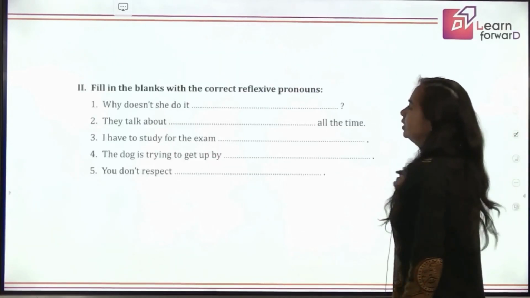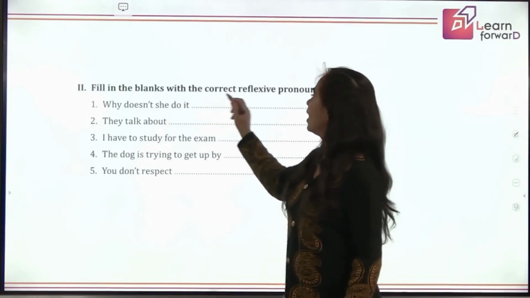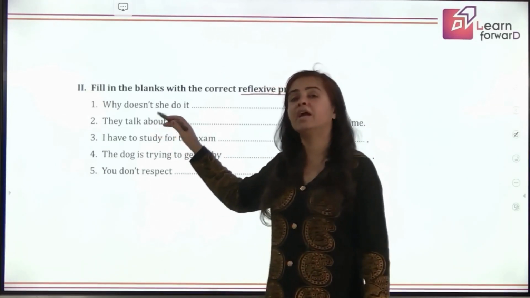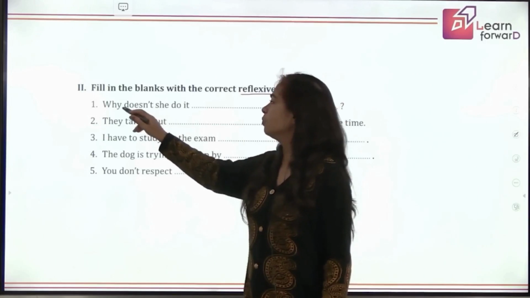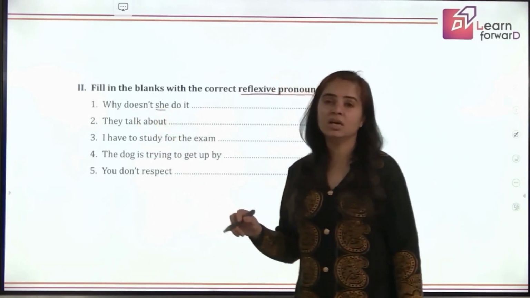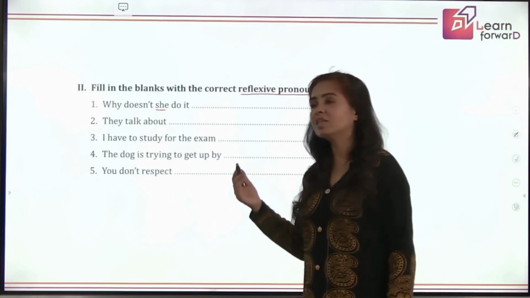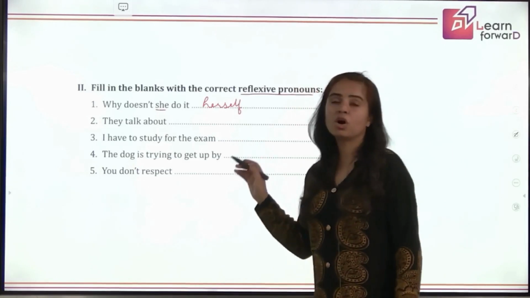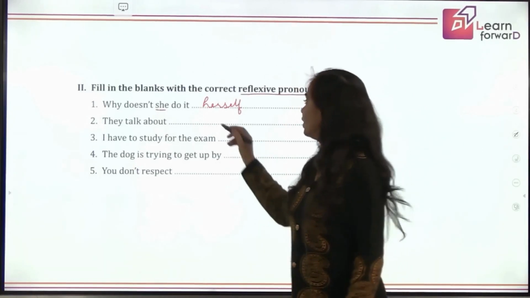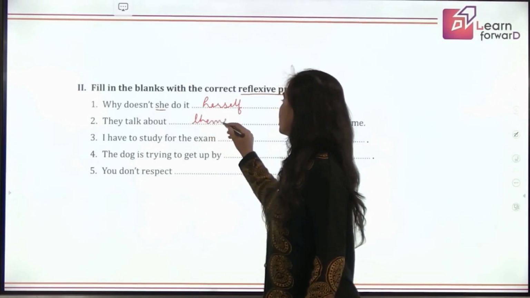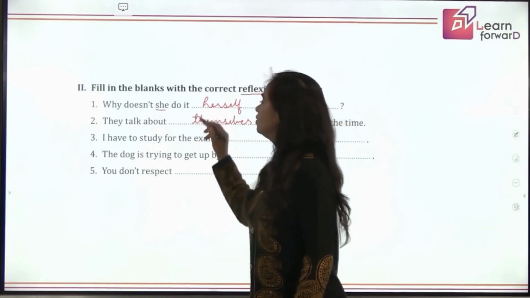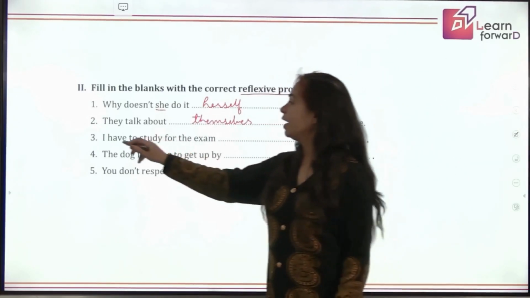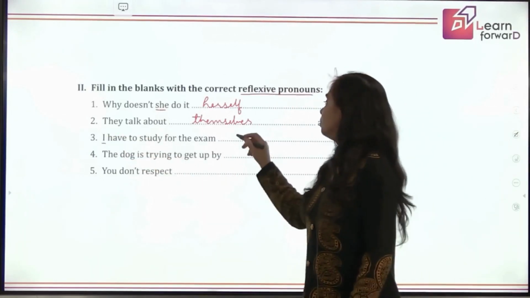Okay, thank you. So here's an exercise for you. Fill in the blanks with correct reflexive pronouns. So we'll just check out which pronoun is being used and how will we form the reflexive pronoun. Why doesn't she do it herself? For she, what is the reflexive pronoun I have told you? Yes, it is herself. They talk about themselves, from they you get the reflexive pronoun themselves. Good answer. They talk about themselves all the time. I have to study for the exam myself. So from I, what is the reflexive pronoun? Myself.